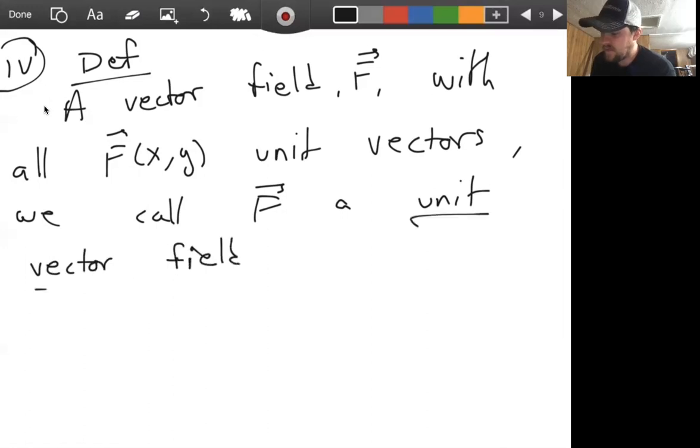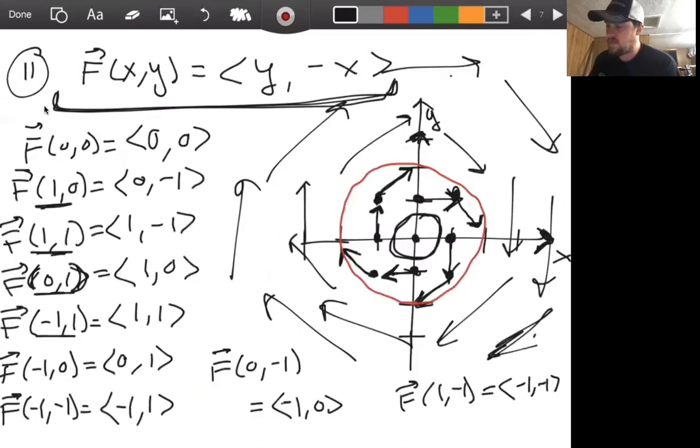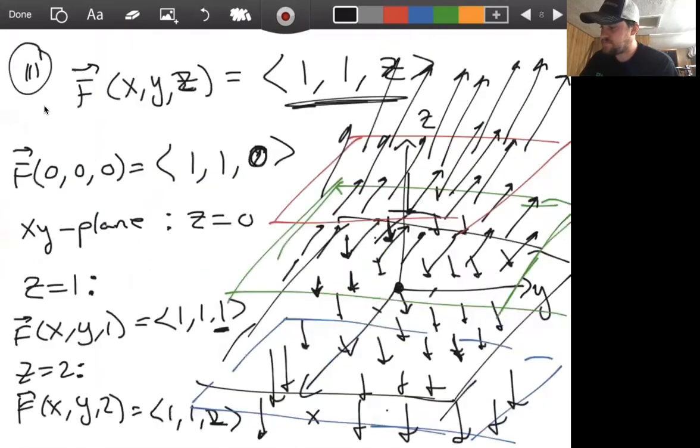Pretty intuitive. So if every single vector in your vector field is of length 1, then we call it a unit vector field. Okay, so let's look at an example. We saw this rotational vector field here given by f of x, y equals y, negative x.